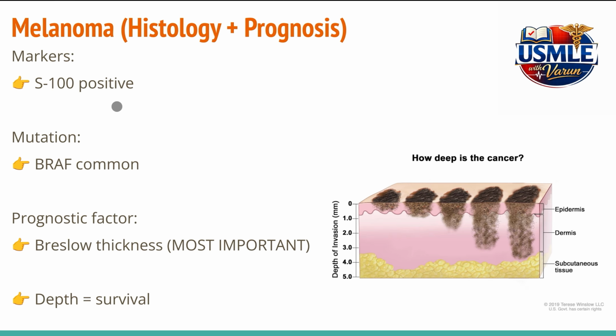Melanoma cells arise from melanocytes, so they often test positive for specific markers like S100. The most important prognostic factor is the depth of invasion. This is measured as Breslow thickness. The deeper the tumor invades, the worse the prognosis. So the depth equals the survival. So this is really critical.